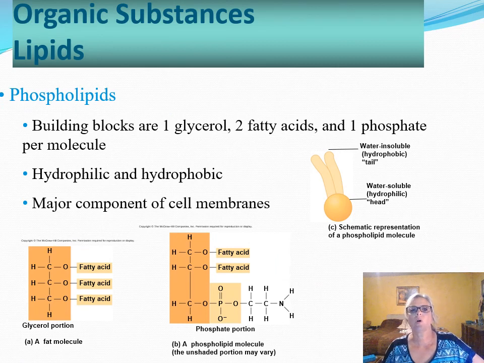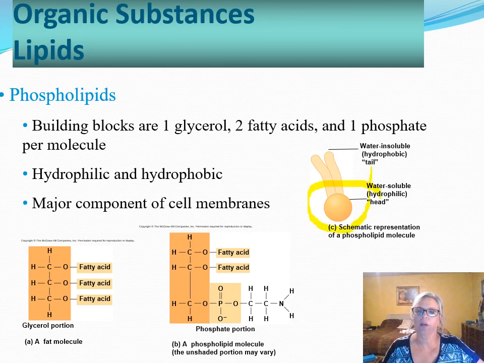So phospholipids are pretty similar to fat molecules. The only difference is they have 2 fatty acid chains instead of 3. And then they also have a phosphate group. The phosphate part is going to be water soluble, and it forms what we call the water soluble hydrophilic head right here. This looks like a little guy with legs. So the legs here, those are going to be the fatty acid chains. And then we have the phosphate hydrophilic head and hydrophobic tails.